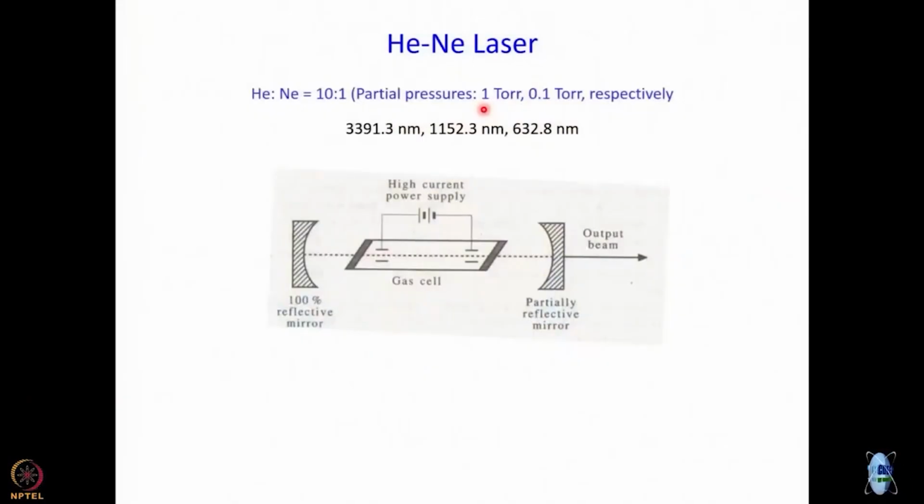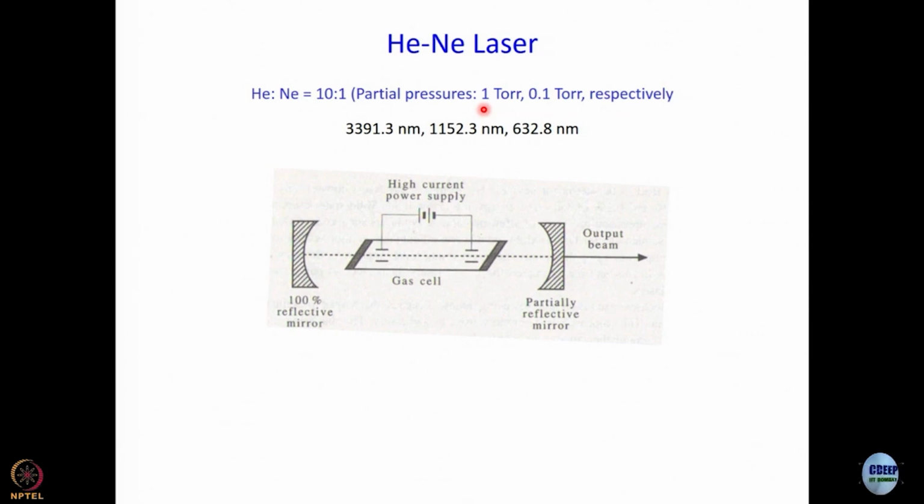HeNe can give you different wavelengths, but the same HeNe laser usually would not give you all the wavelengths. If you want a 3391.3 nanometer laser, you have to make a dedicated 3391.3 nanometer laser. A 632 nanometer laser will not give you the other wavelengths. Why is that so? Let us see if you can arrive at the answer to this question by the end of this module.